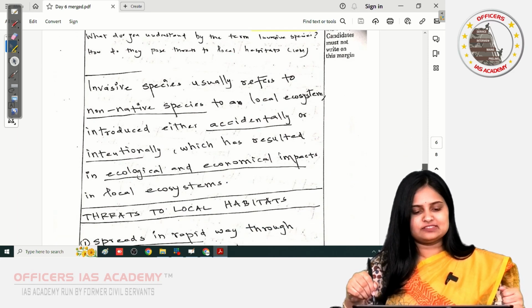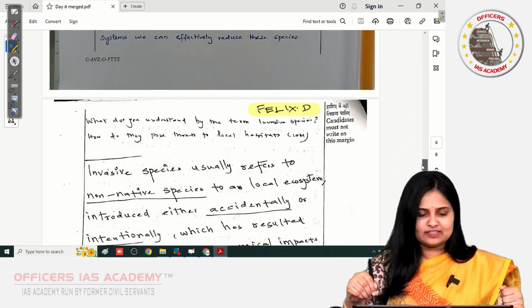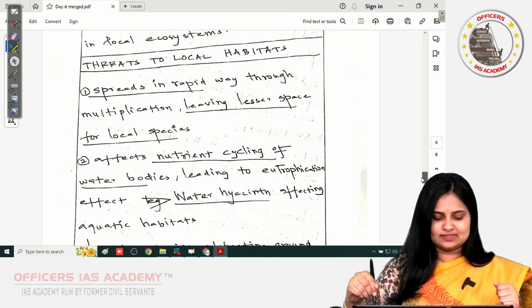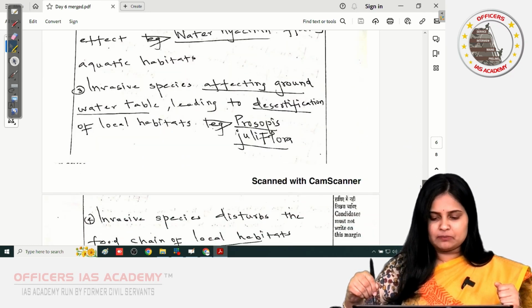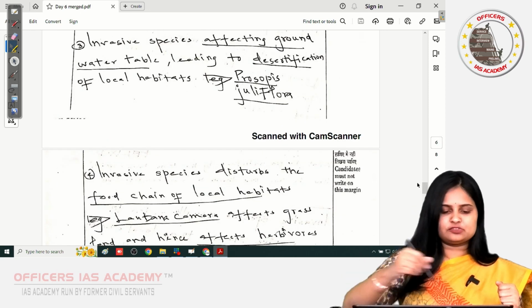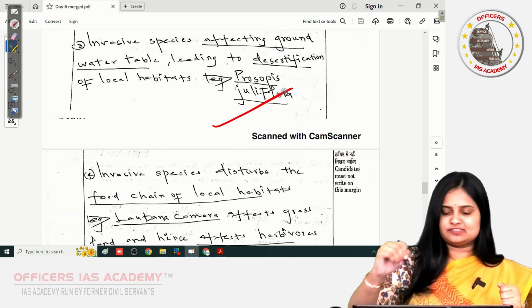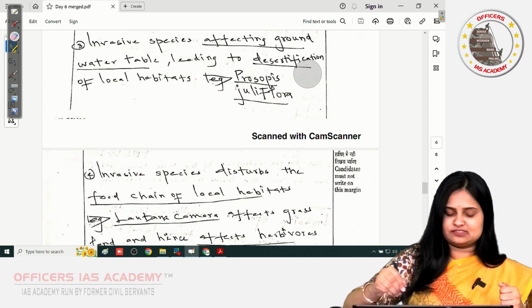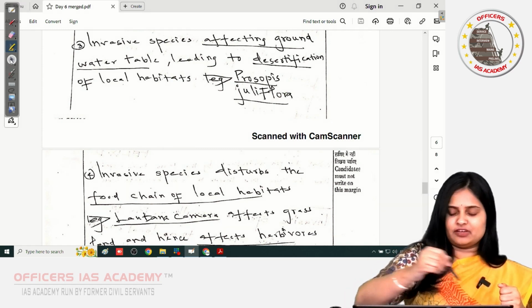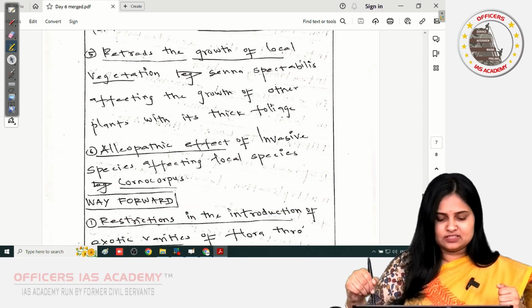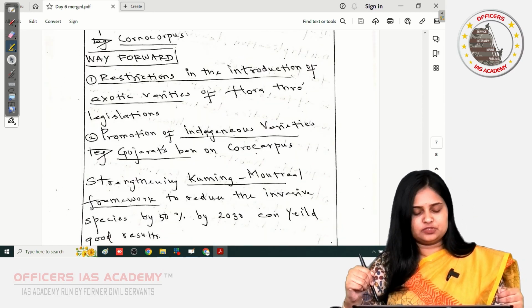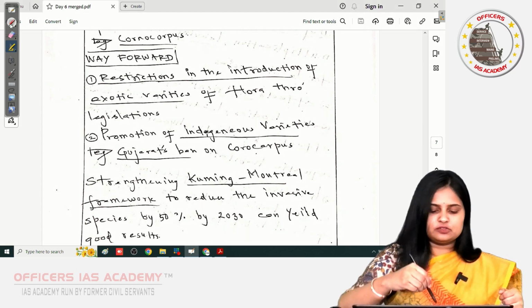The next answer is that of Felix. Felix has also written a very good answer about what invasive species are and what the threats are. Some of these points are very good. He has also justified this with certain examples; Prosopis juliflora has been mentioned as an example over here, which is again very nice. Overall, the points are good. Felix has also written a way forward, which is good. Here, the conclusion is also nice.